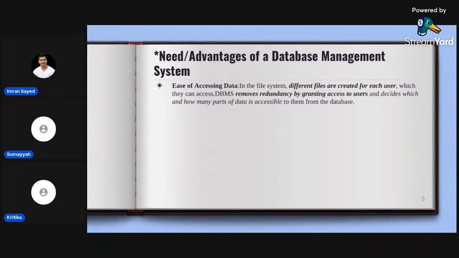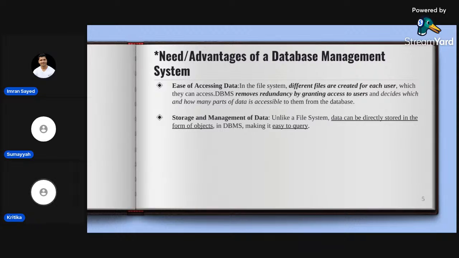Do you want me to read it? Yes, read it in a way that you can recall as much as you can. Okay. Ease of accessing data. In the file system, different files are created for each user, which they can access. DBMS removes redundancy by granting access to users and decides which and how many parts of data are accessible to them from the database.